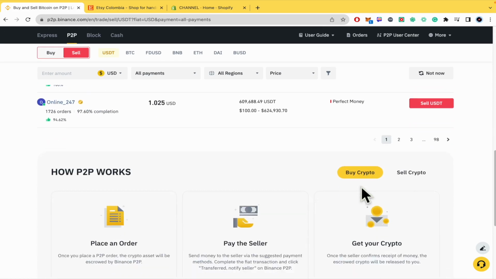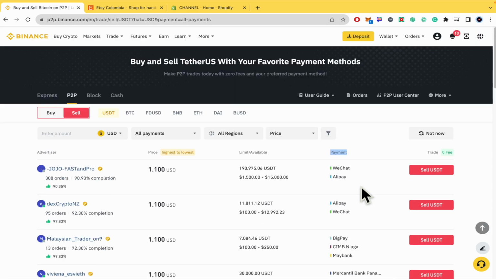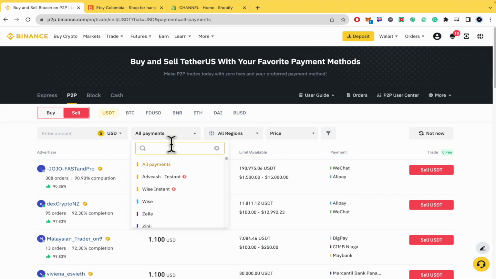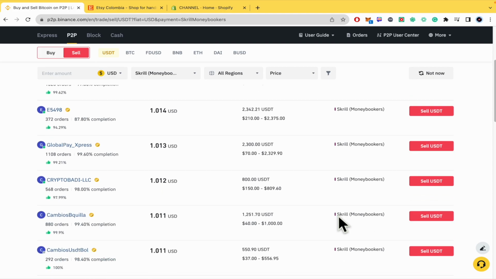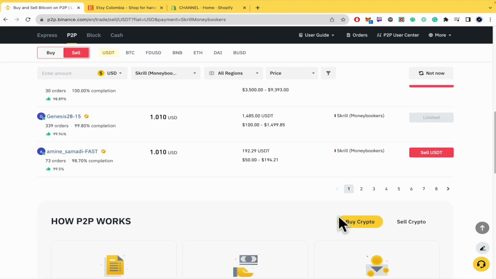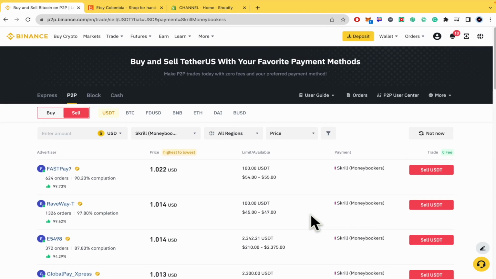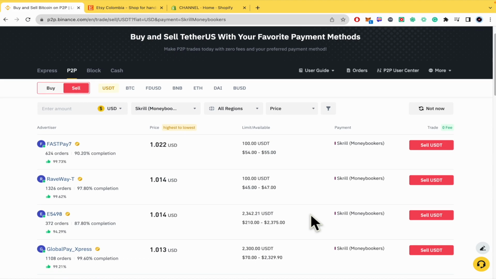So you can scroll down and see different pages in order to see whether they're going to give you your money, or you can also select here this filter, all payments, and write Skrill. Okay, so these are going to be the people that are going to send you money through Skrill if you pay or you sell your USDT.